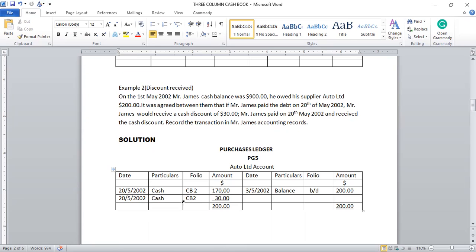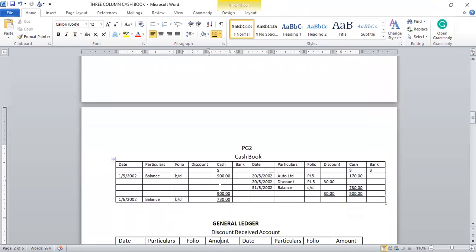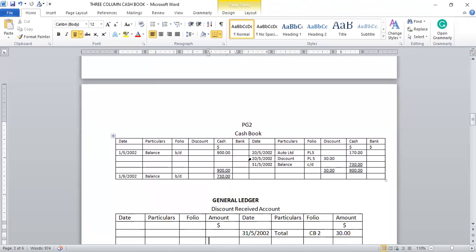Then the discount received, 20th May 2002, the particulars, the folio, cash book page 2, 30 being the discount received. So his book has been closed. Once Auto Limited has been debited, the corresponding entry will go to the cash book where we credit the cash. So we come to the cash book.